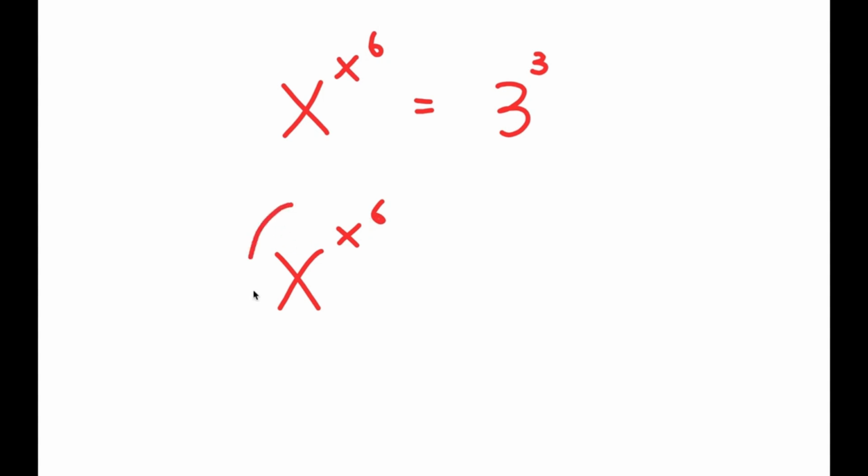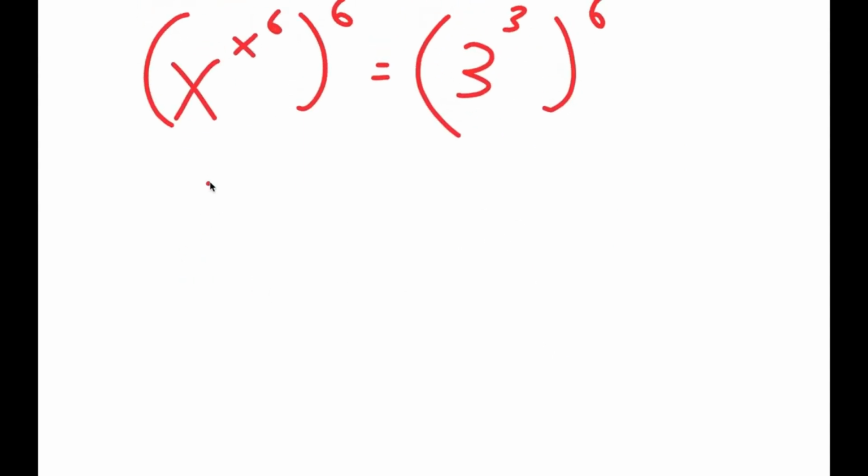Alright, so in this video, I'm solving the equation x to the power of x to the power of 6 is equal to 3 to the power of 3. So to solve this, I'm going to first take the power of 6 on both sides. So I get x to the power of x to the power of 6, to the power of 6, is equal to 3 to the power of 3, to the power of 6.